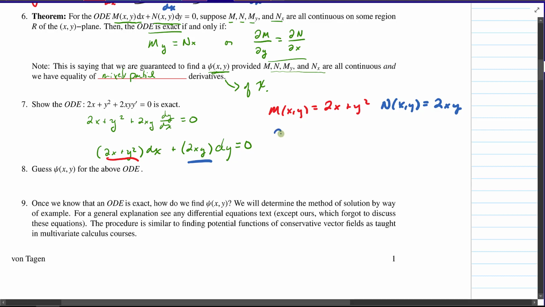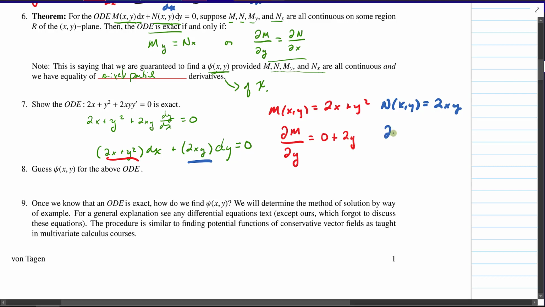So I'm going to take the partial derivative of m with respect to y. Notice that that's the opposite variable than how I grouped this when it was in this differential form. So I'm taking the partial derivative of m with respect to y. 2x gets treated as a constant when I take the derivative with respect to y, so its derivative is 0. And y squared's derivative would be 2y.